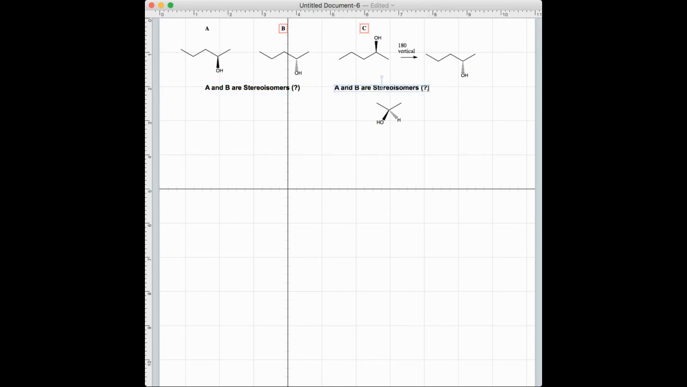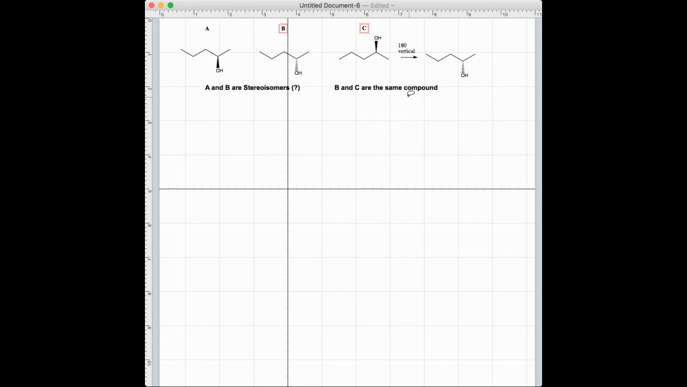So we can say here that B and C are the same compound, just drawn in different perspectives. Okay, that's a really important thing that I want you guys to start looking at.